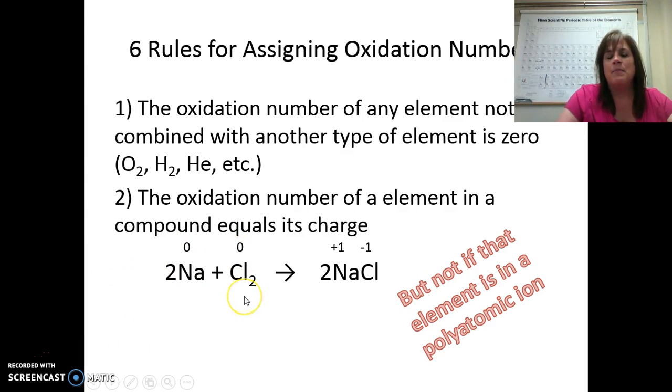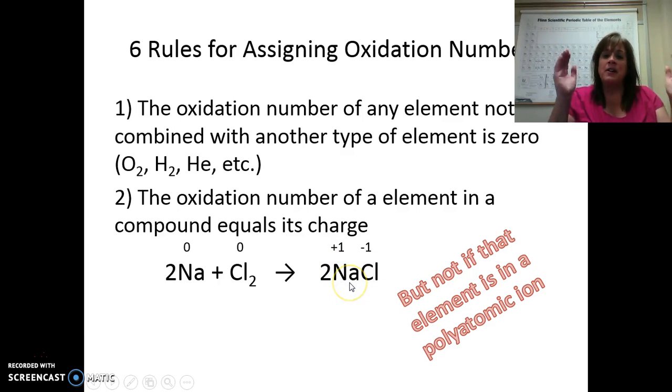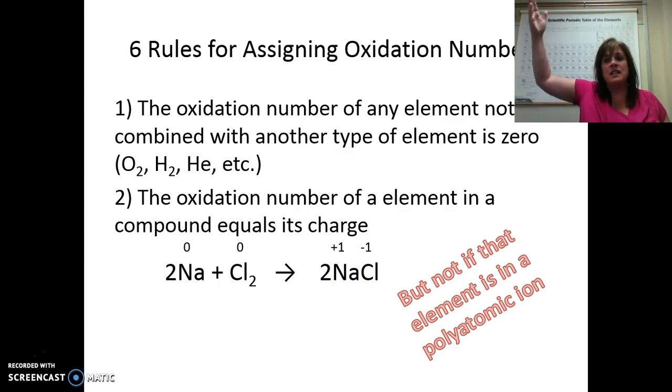So this is rule 1. But when they react and combine, they form a compound with 1 sodium and 1 chlorine. And now we go by the periodic table. So sodium's in column 1, so that's +1. Chlorine is in that 7th column right next to column 8, right? So it only wants 1 electron, so it's a -1.